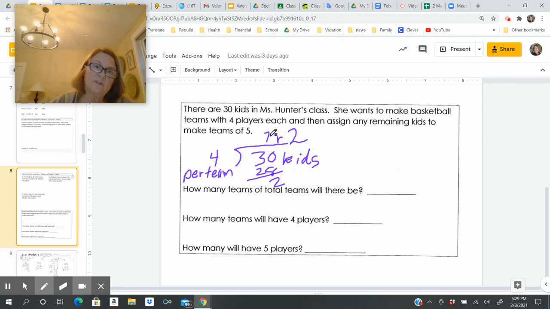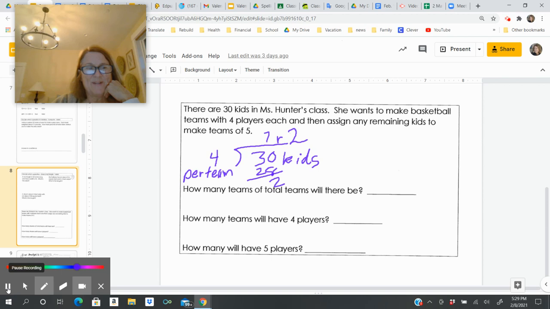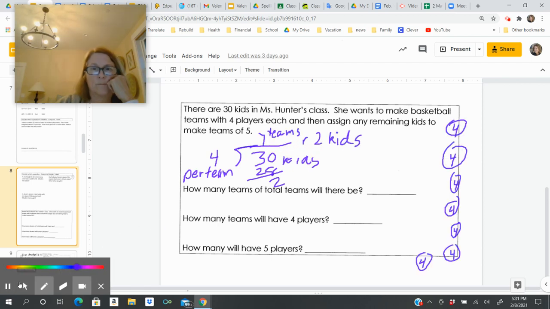So if I have 7, now what does this mean? The 7 and what does the 2 mean? Think about that for a second. The 7, is that teams or players? Put your answer in to the Ed Puzzle. What about the 2? Is that teams or players? Which is which? Put that into your Ed Puzzle.